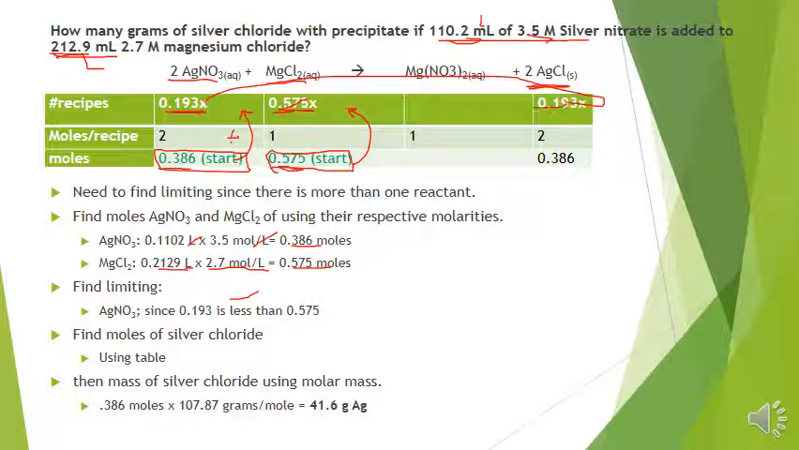So that's how much silver chloride. How many recipes are you going to make? Okay, so we're going to do the recipe 0.193 times. Every time you do it, you need 2. Okay, and so you'll do this twice, and so you end up with 0.386 moles of the silver chloride. Okay, so it's in grams, so we're going to use molar mass. So the moles are 0.386. The grams per mole, 107.87 for silver. I made a mistake here.